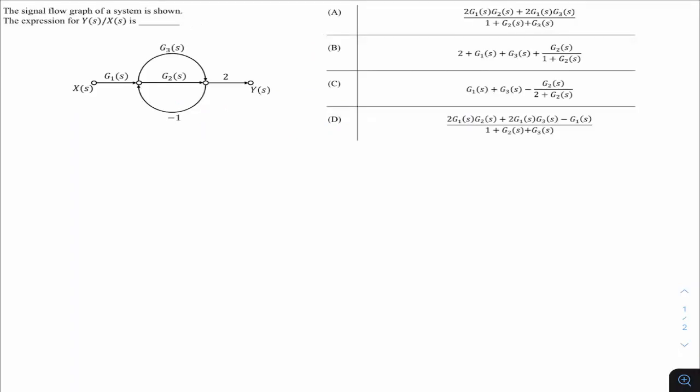This question was asked in GATE 22 of instrumentation. This is from the control systems subject and related to the signal flow graph concept. The question is, the signal flow graph of a system is shown. The expression for Y(s) by X(s) is.